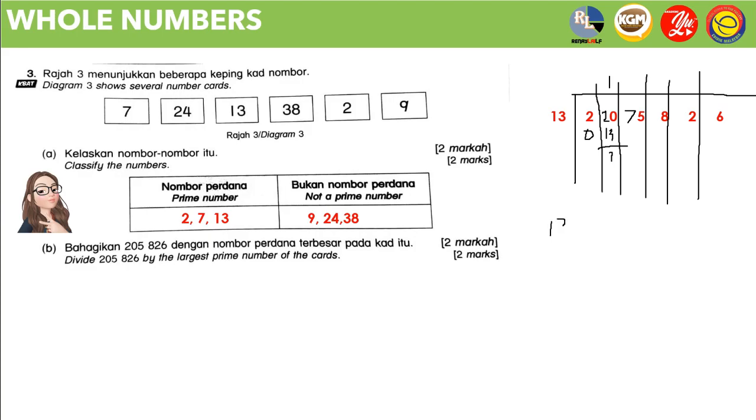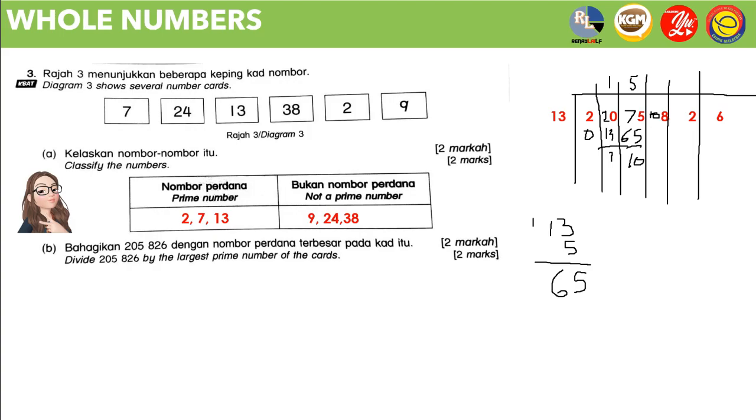Okay, 13 times how many is around 75? Let's try 13 times 5. What do you get? 3 times 5 is 15. 1 times 5 is 5. 5 plus 1 is 6. So we can use 65. Right? 65 is 13 times 5. Okay, balance 10. So we're going to bring 10 to the next column.